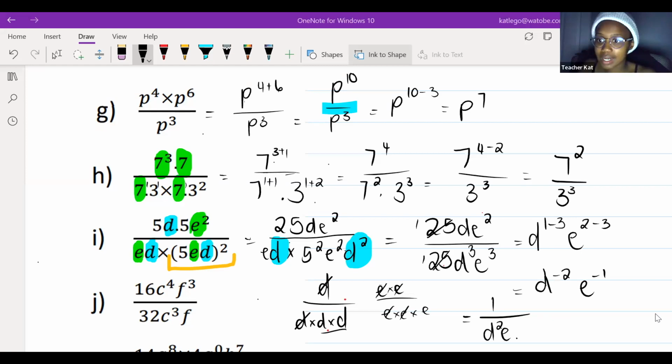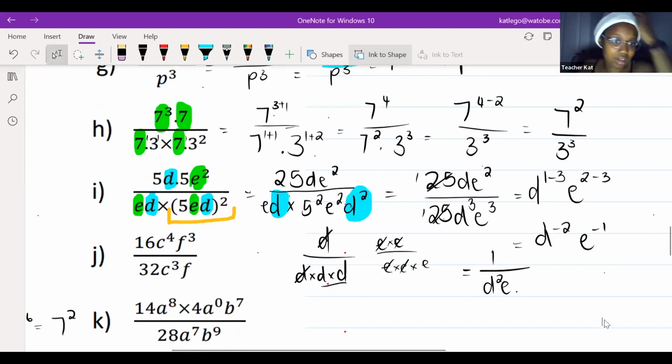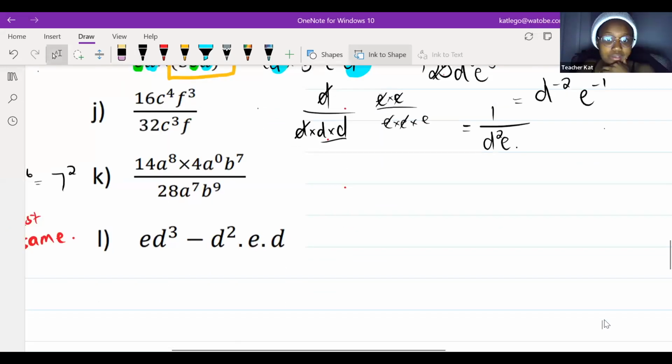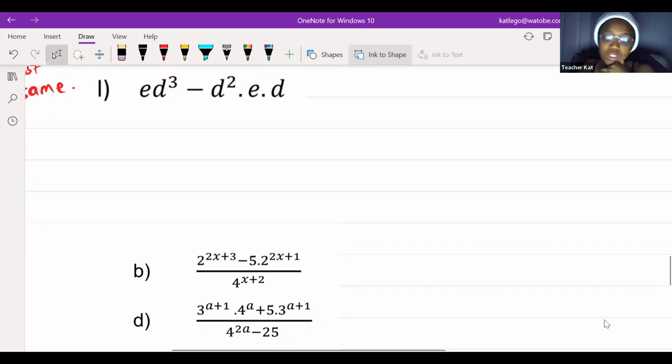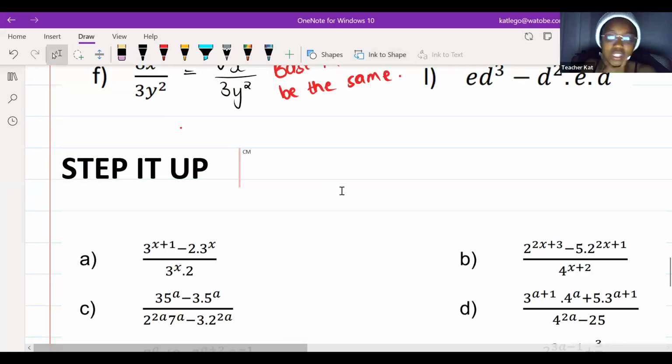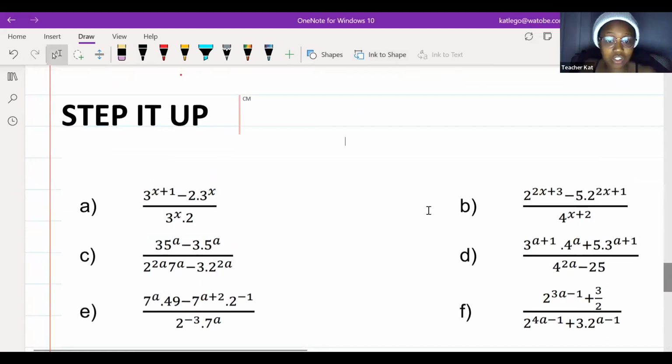How was that, guys? How are we feeling about that? I think we can afford to do another one. Let me see what's on here. Okay, let's do these ones. We're stepping it up a little bit. I think we can afford to do 1 or 2 of these ones. Let's start with A. Does this look familiar? This looks like the one we just did up there, right?